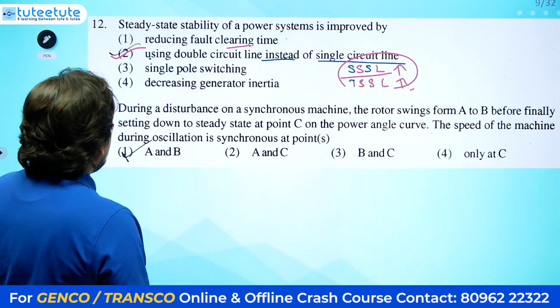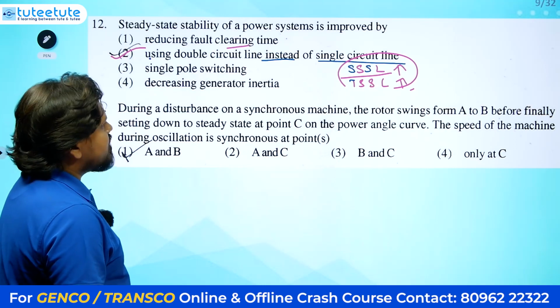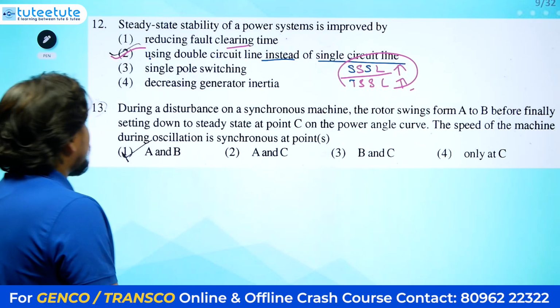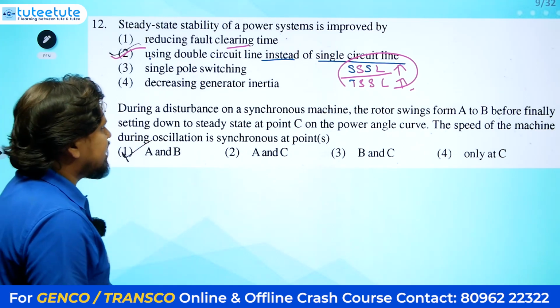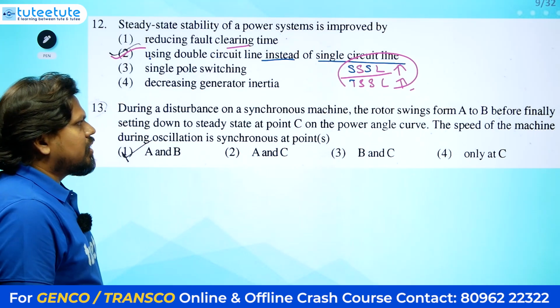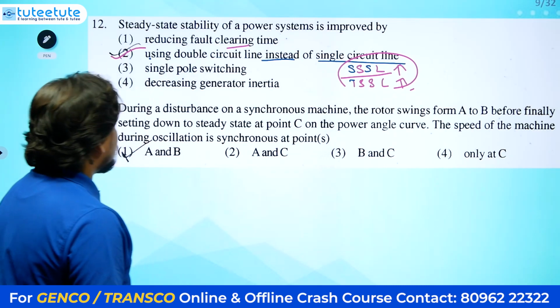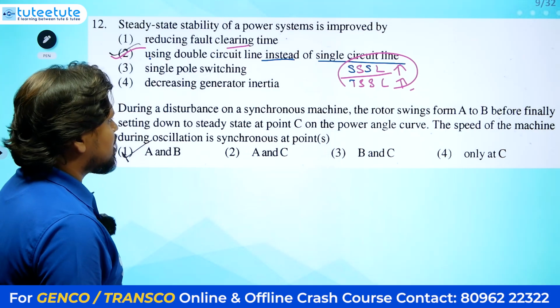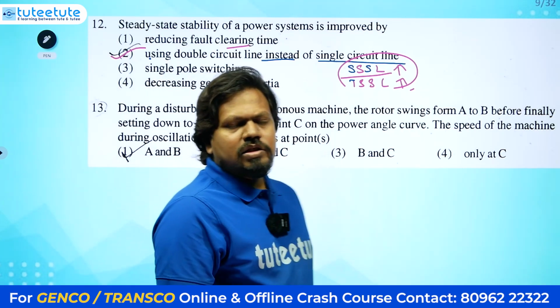And the next question is: during a disturbance on a synchronous machine, the rotor swings from A to B before finally settling down to steady state at point C on the power angle curve. The speed of the machine during oscillation is synchronous at points. So they are asking about the rotor angular stability concept again.